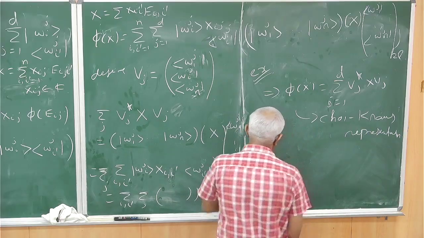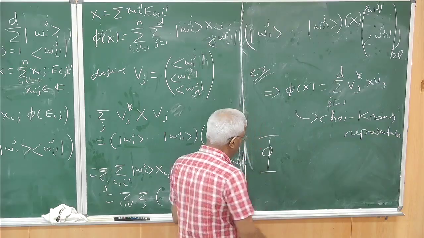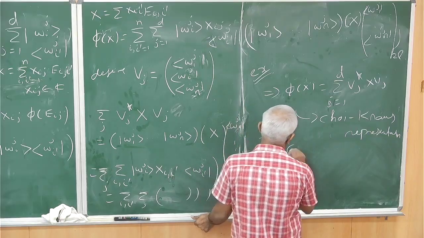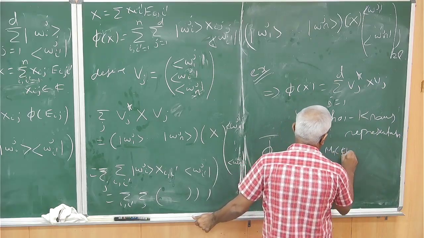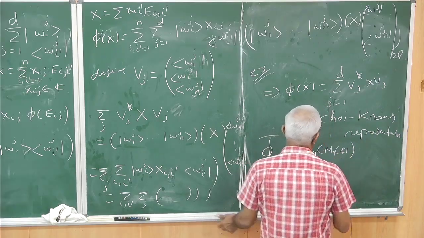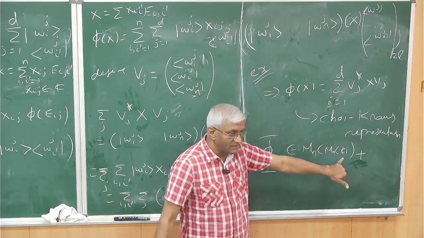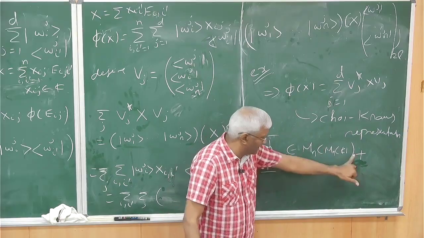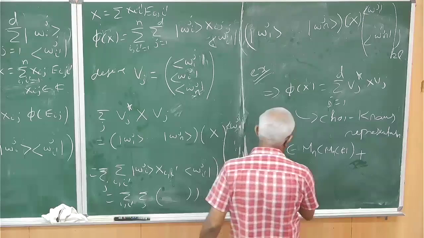This phi is the map. This script phi is the matrix. This is a positive matrix in Mn of Mn(C), positive matrix. This plus means positive matrices. Any algebra with a plus is a positive element. This is a positive matrix.